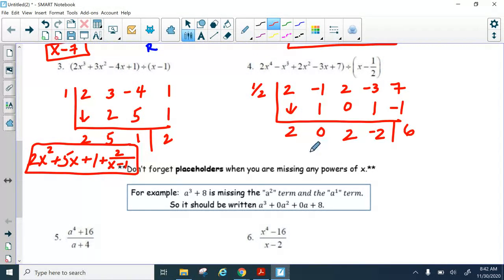Okay, this was an x to the fourth, so this is going to be 2x to the third. We have 0x squared. You can either write it or not write it. Plus 2x to the first minus 2 plus the remainder over what you were dividing by.